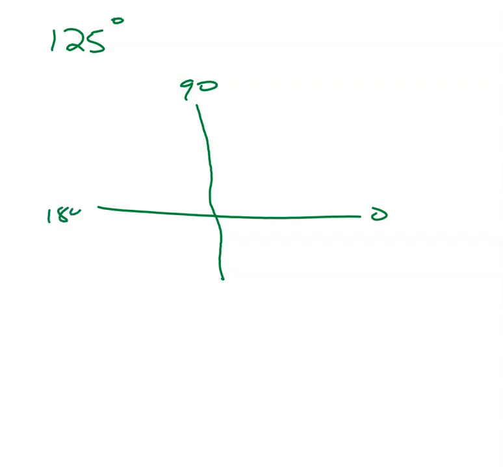Now, what about if we had something like 125 degrees? We start off the same way. This is 0, this is 90, this is 180, 270, and then 360. Repetition always helps. So we want to get to 125 degrees. So we start off with here. We go to 90. We need 125. So we know we're going to be between 90 and 180. So we're going to draw an angle right here.